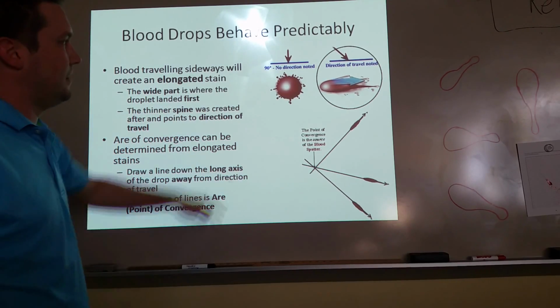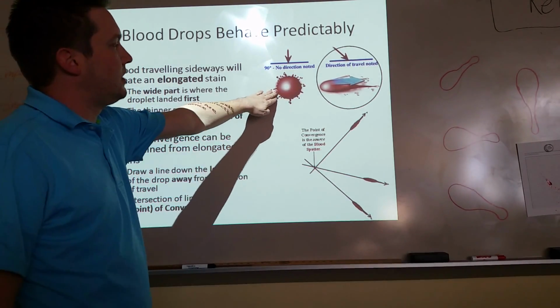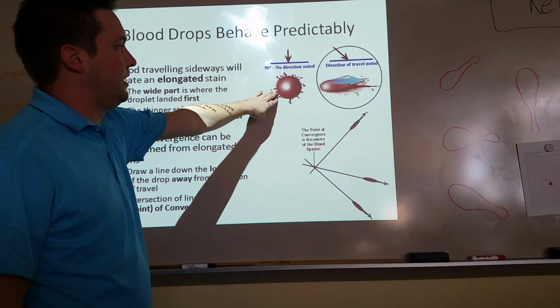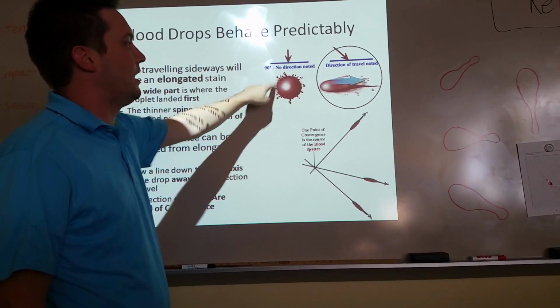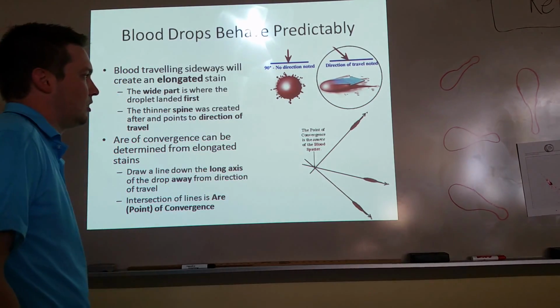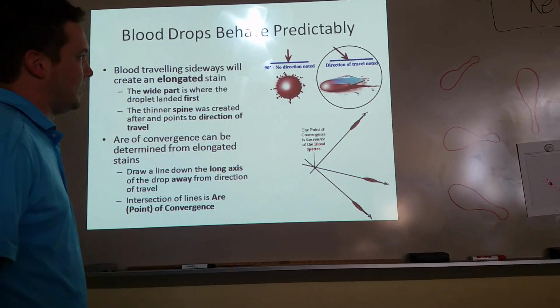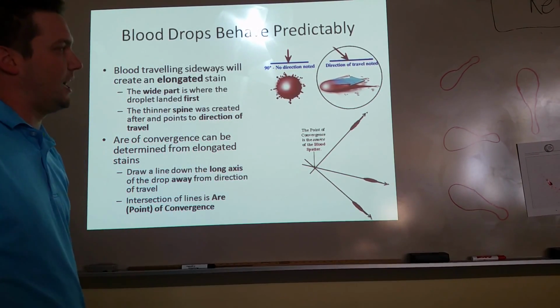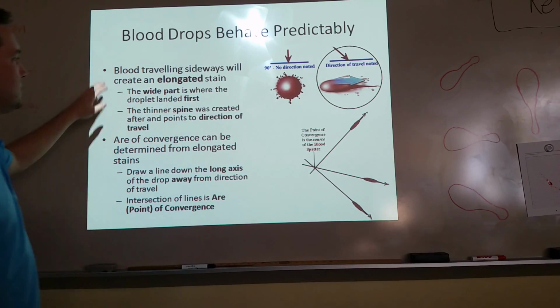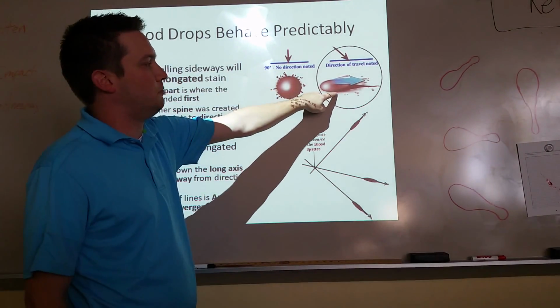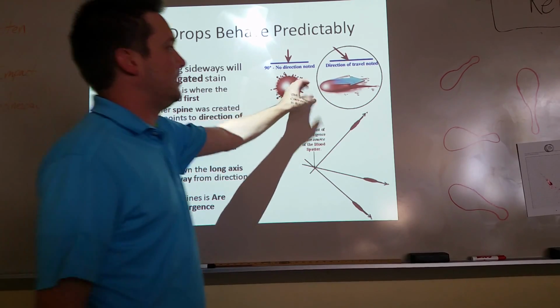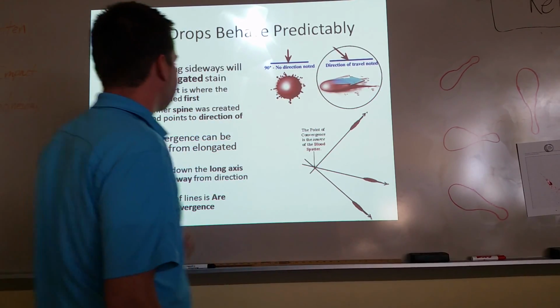Last time we talked about passive bloodstains, which are those that fall straight down and you get a round pattern, so they are as wide as they are long. What we're going to talk about today is when something is moving laterally. When it's traveling sideways, you end up with what's called an elongated bloodstain, and that means it's long and skinny.